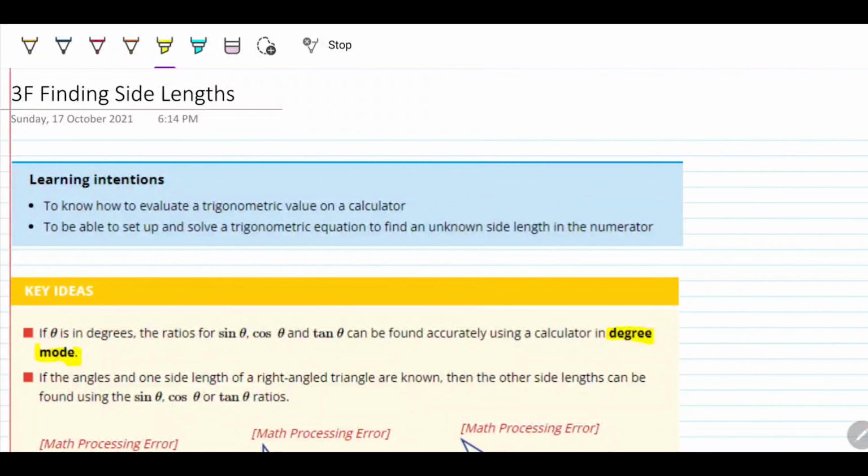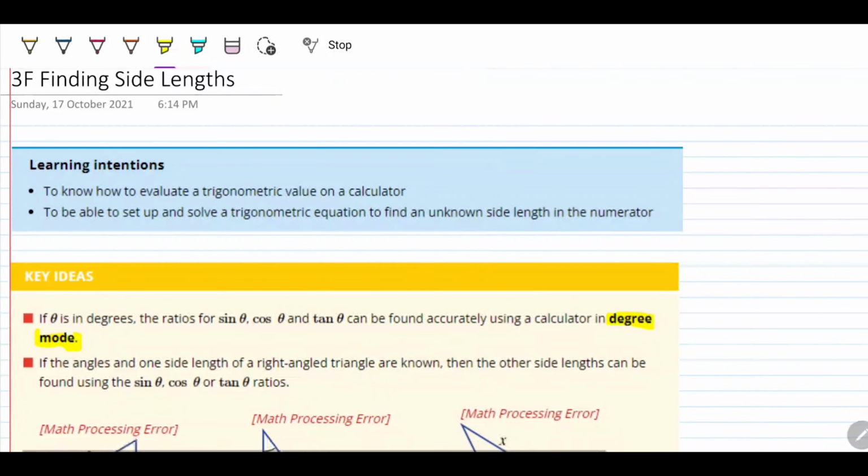In today's video, we will be looking at 3F, finding side lengths. The learning intentions for today's class: you need to know how to evaluate a trigonometric value on a calculator, and you also have to be able to set up and solve a trigonometric equation to find an unknown side length.